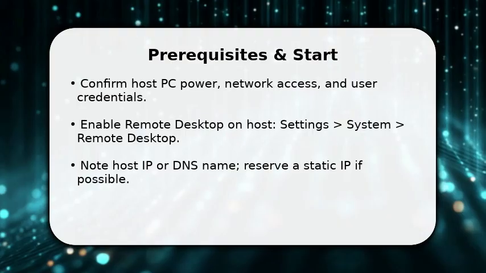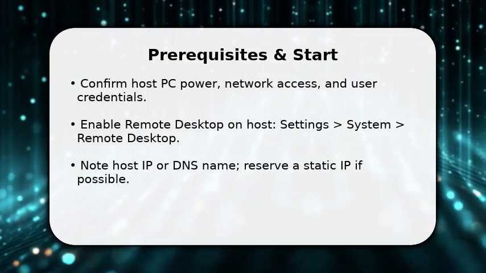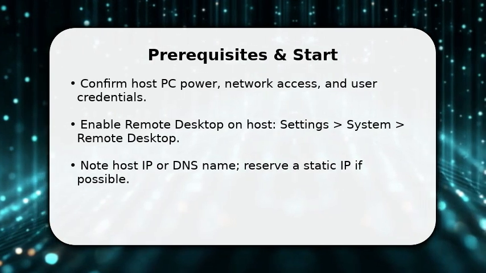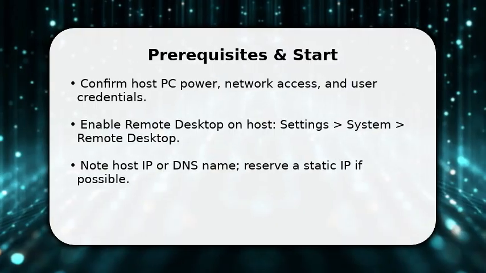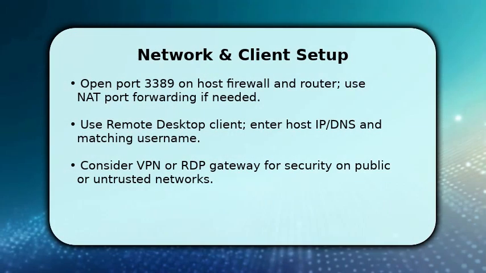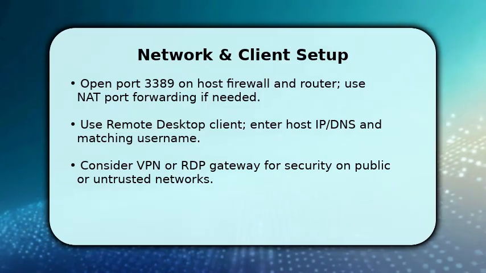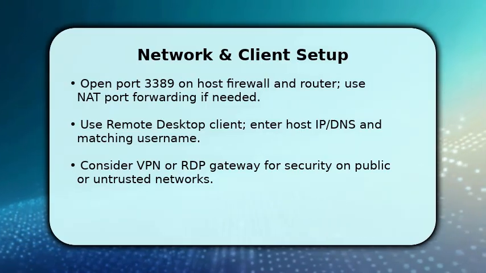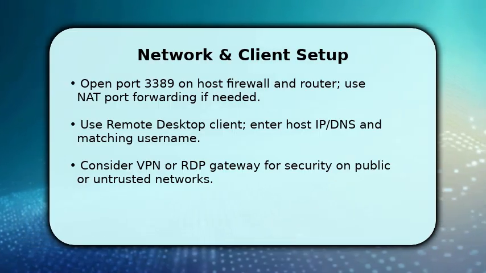Also, if the host is on a dynamic IP, set a static lease or use a dynamic DNS name to avoid losing address information. Next, you configure networking and the client app so the session can form. On the host, open port 3389 in Windows Firewall and configure router NAT to forward that port to the host's local IP. Make sure the host keeps that IP.